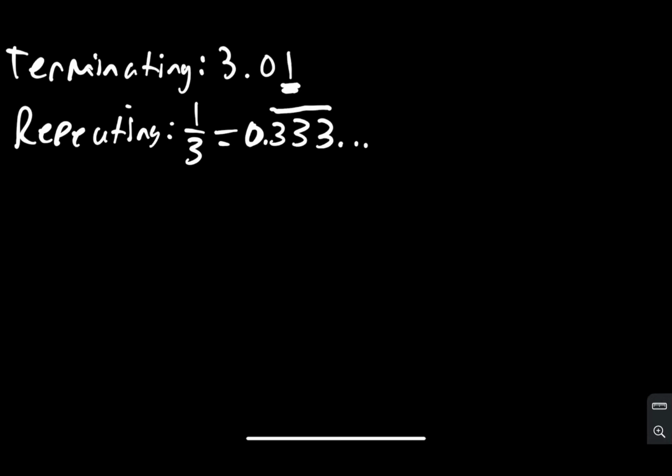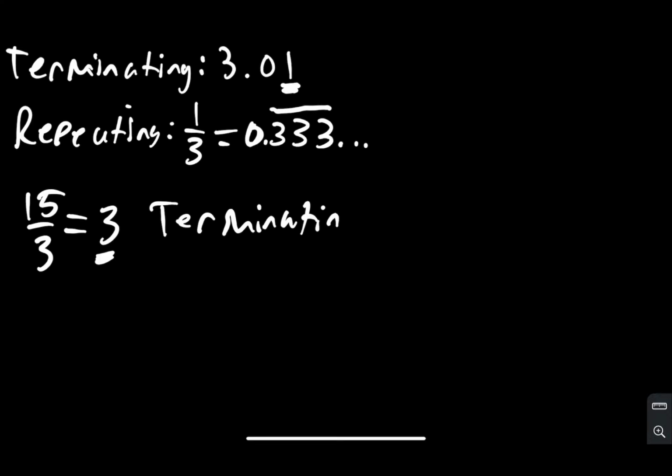Now let's try another number. Let's try 15 divided by 3. 15 divided by 3 is a rational number. It's an integer over an integer. But 15 over 3 we can write as 3. Now 3 doesn't have any decimal places. It just stops at 3. So therefore, it has terminating decimal places. So that's going to be your answer.